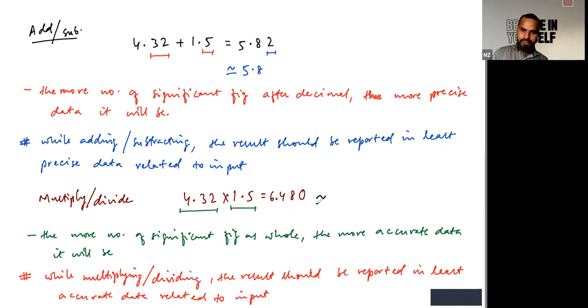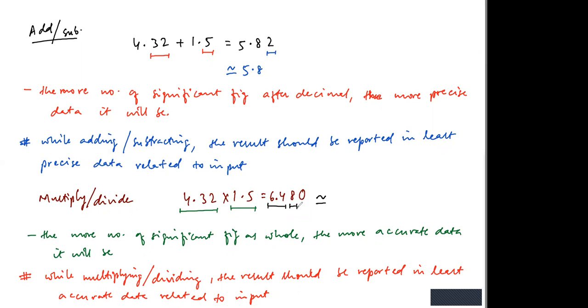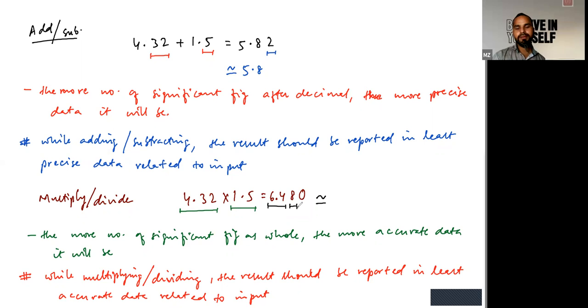So what would be your result for this rounding off? We have to keep just 2 significant figures, so we have to round off this number. What will you get? 6.5 or 6.4? 6.5. Vaishnav, whether it would be 6.5 or 6.4?